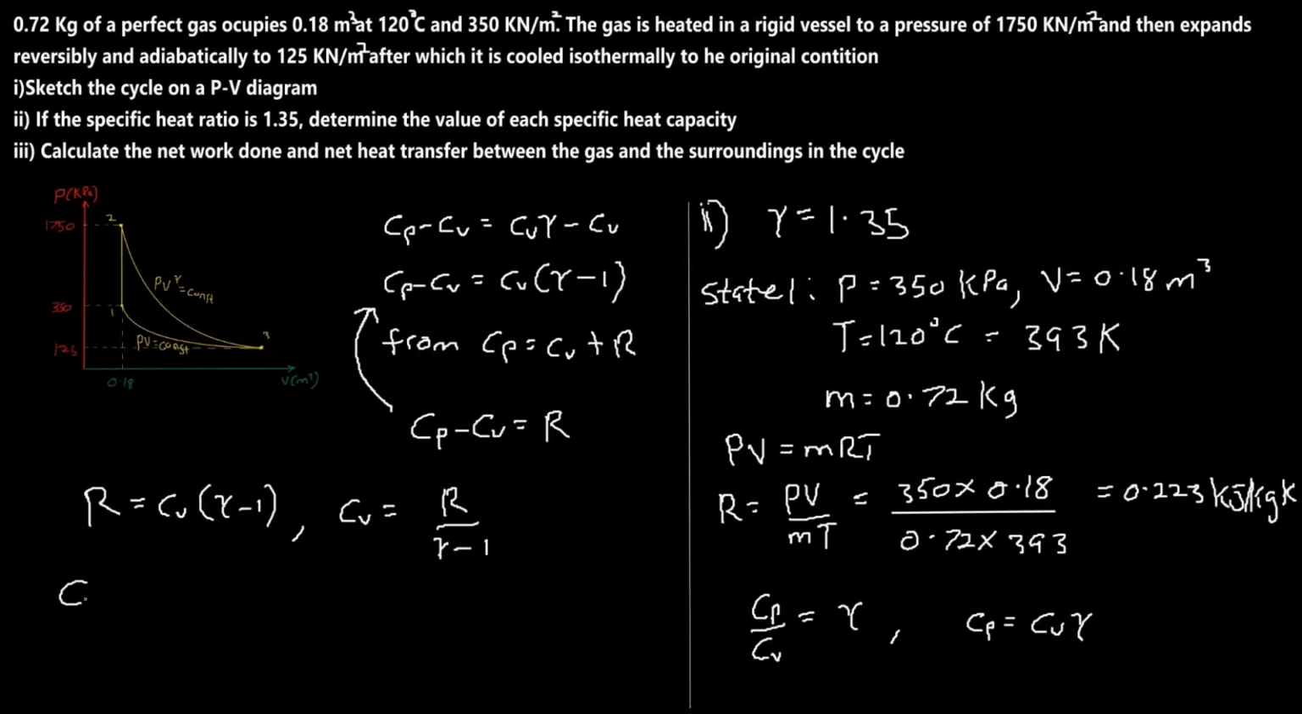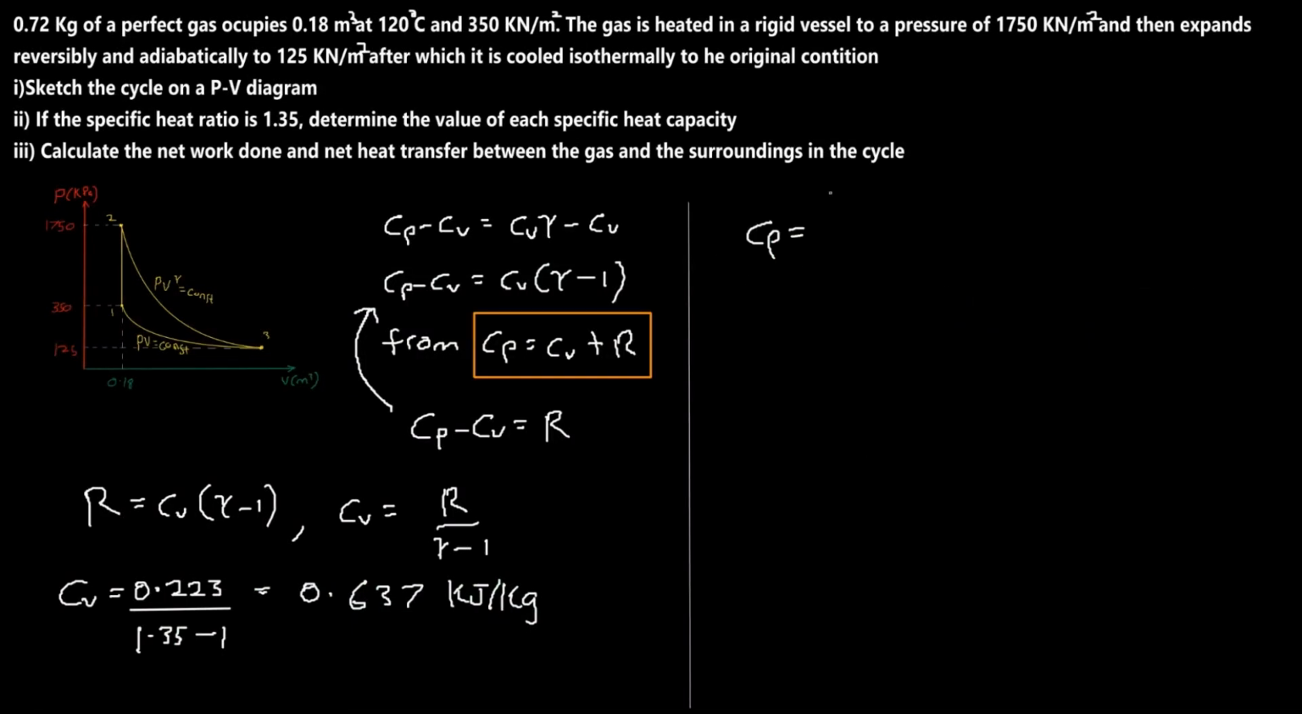So substituting our values for R and gamma, we can find Cv as 0.637 kilojoules per kg Kelvin. And using Cp equals Cv plus R, we can calculate Cp as 0.86 kilojoules per kg Kelvin.